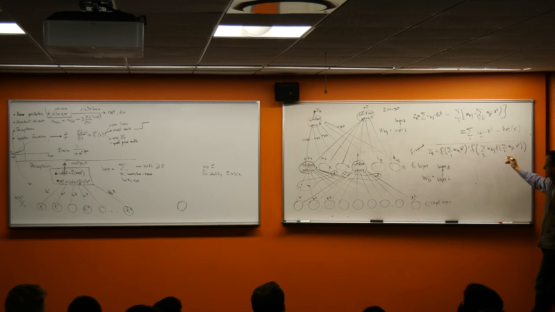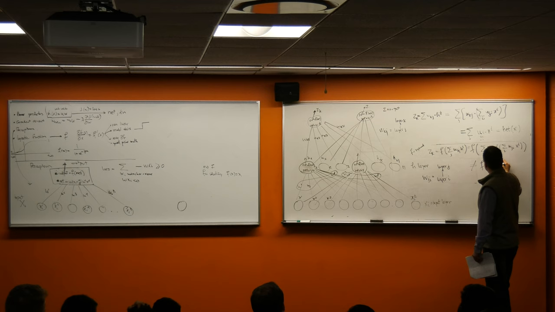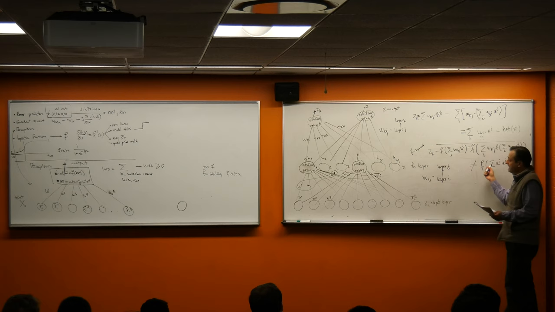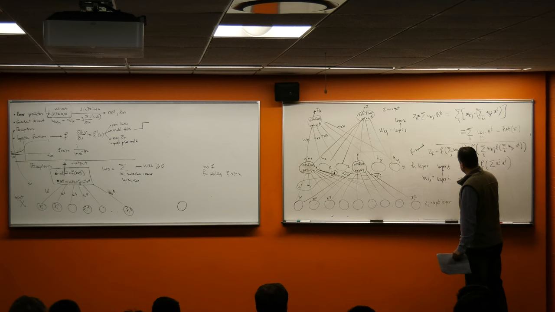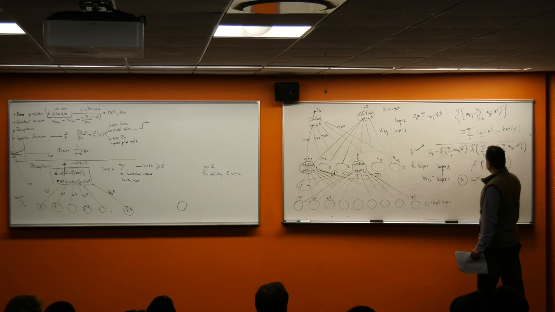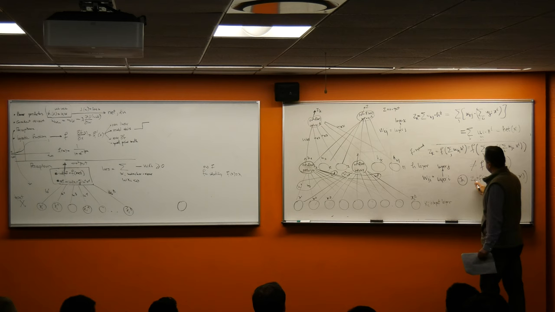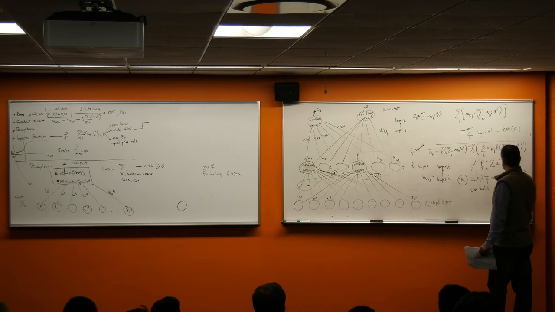No. This is not f of a sum of u_i x_i, in general. Of course, there might be some particular cases when it happens. In general, it's complicated mathematics. There is a very powerful theorem that says this form here, z_k equals f of the sum over j of W_kj, f of the sum over i of W_ji x_i, this particular form can match any function.